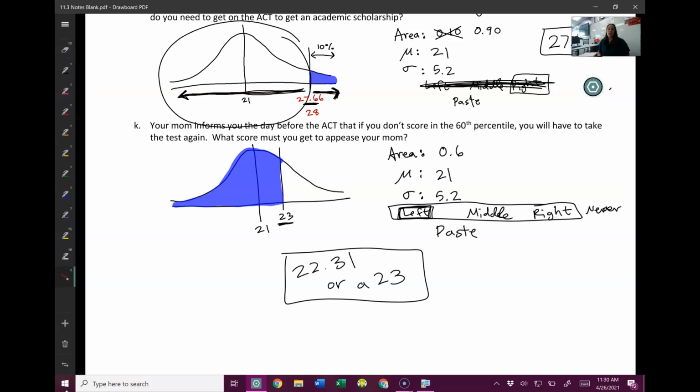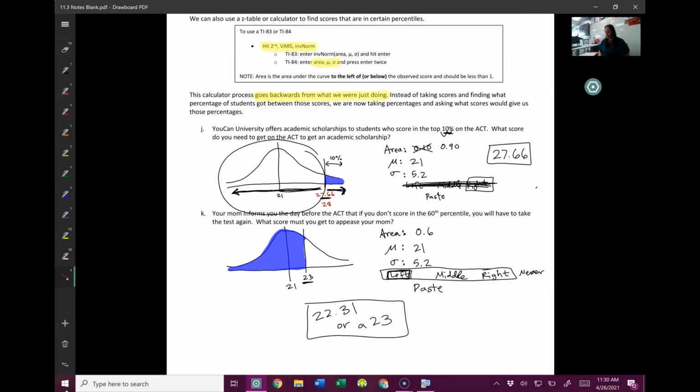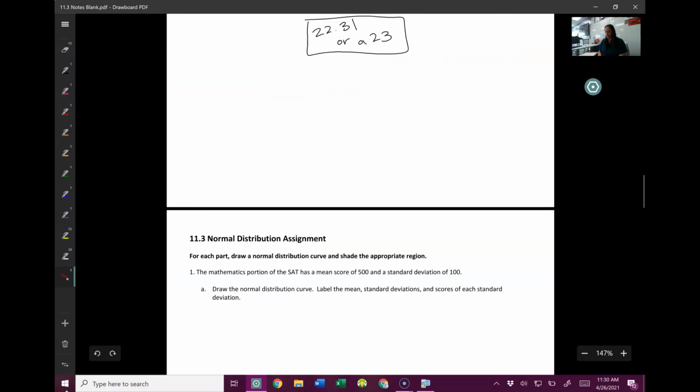So if I want to score in at least the 60th percentile to appease my mom, I need to get at least a 23. Because if I get a 22, that's technically less than the 60th percentile. So I need at least a 23 to make my mom happy. Anyway, that is everything about the inverse norm function, and that is all for 11.3.